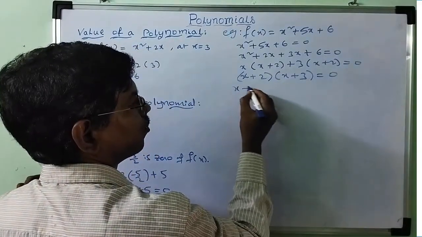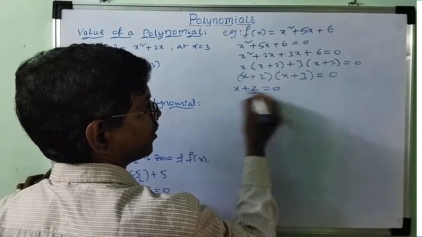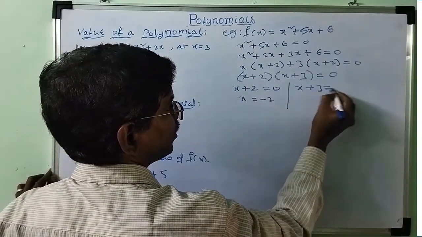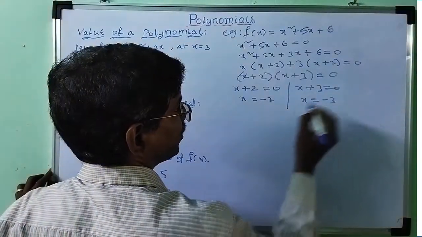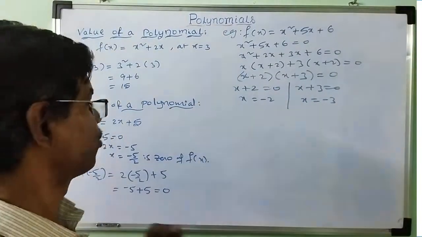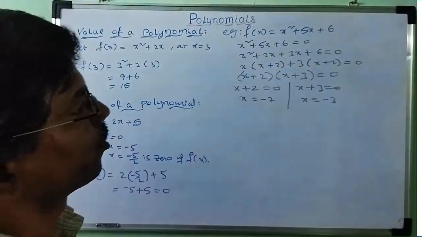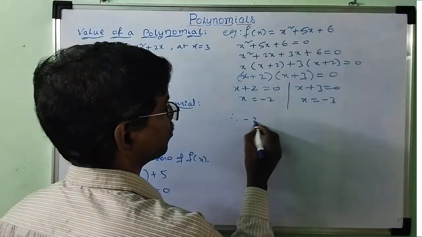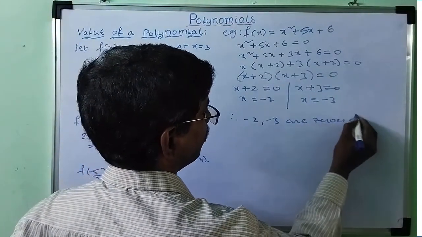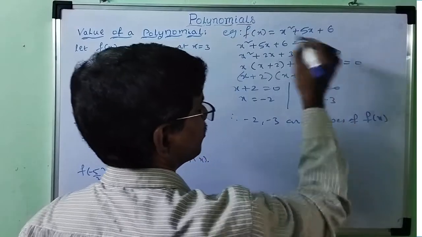Now I am equating both the factors to 0. x plus 2 equal to 0, so x equal to minus 2. x plus 3 equal to 0, so x equal to minus 3. So minus 2 and minus 3 we are calling the zeros of this polynomial f of x. So minus 2 comma minus 3 are zeros of f of x here.